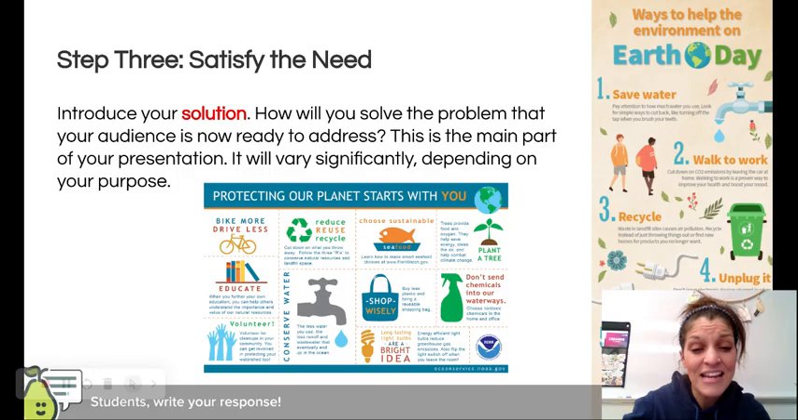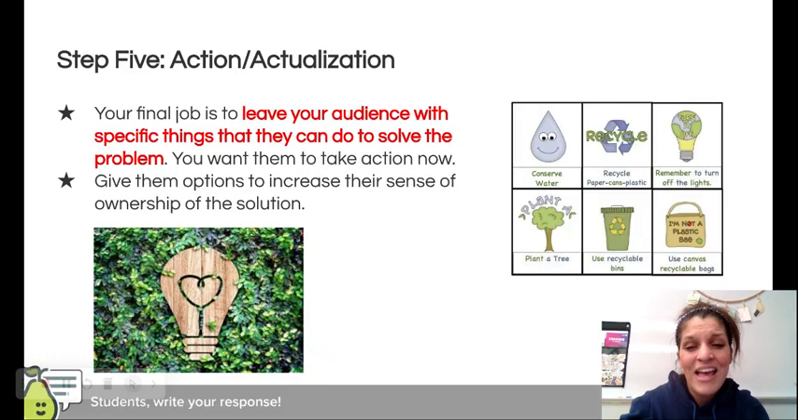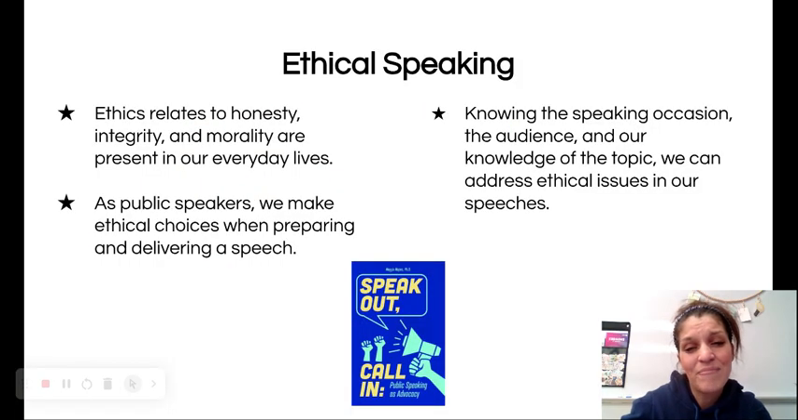Draw your audience in. Like for example, you could plant a tree and get more involved with recycling or conserve water. So those are practical solutions people can do. And then your visualization, again, that is about telling the audience what will happen if we don't take action or if we do. And finally, leave your audience with something specific that they can solve themselves.